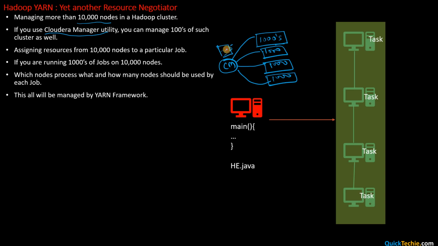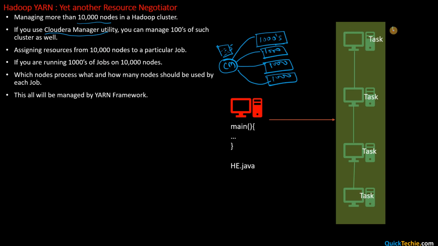They will provide you to manage all these clusters, so you can manage hundreds of different clusters using the Cloud Manager UI. Correct. So assigning resources, what is Yarn? Yarn is to allocate the resources to your job.